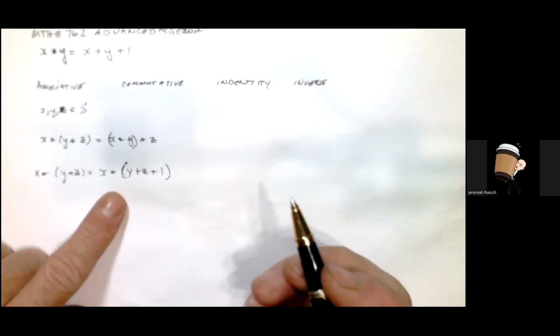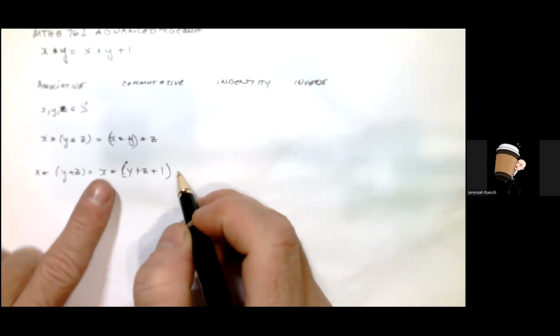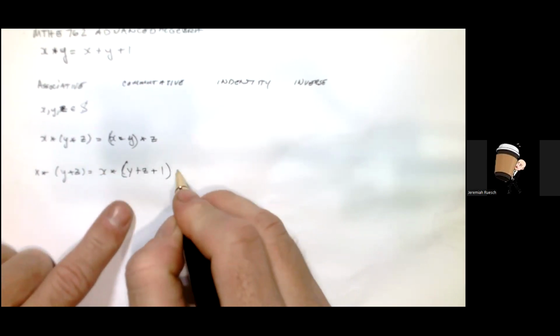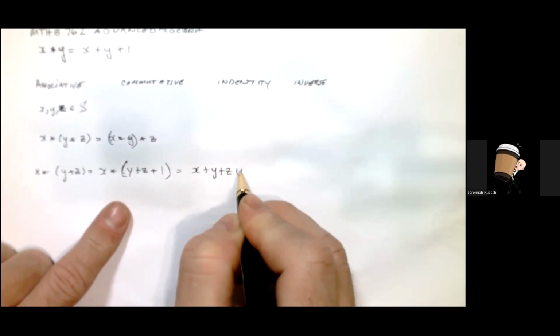Okay, so starting on the left-hand side, we have x starred with y starred z. Okay, what does that look like? Well, this is x starred with y plus z plus 1. Okay, so that's using the definition of the operation here. So now we have them written as a sum. And now I'm going to operate on this thing. So think of this as one unit, and I'm starring it with this, which means I'm going to have this thing added to this. So this is going to equal x plus y plus z plus 1.